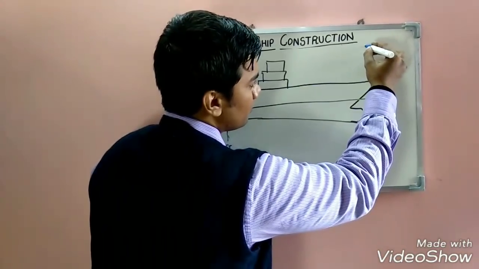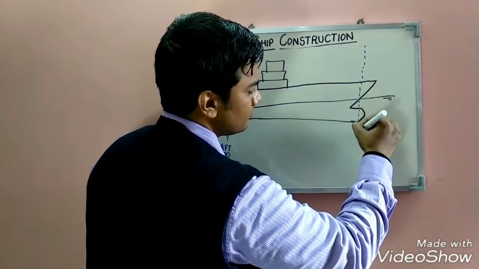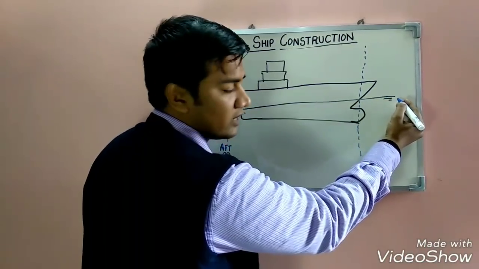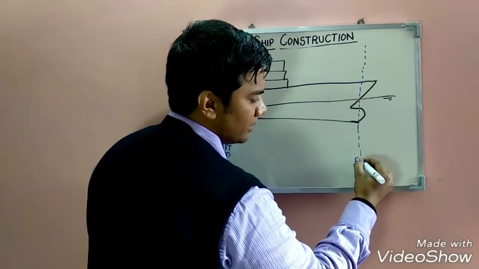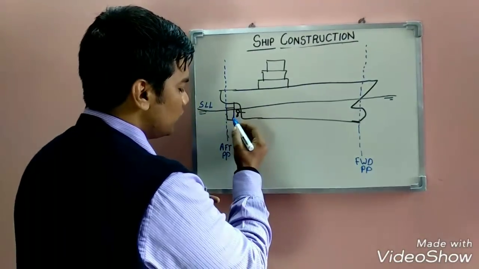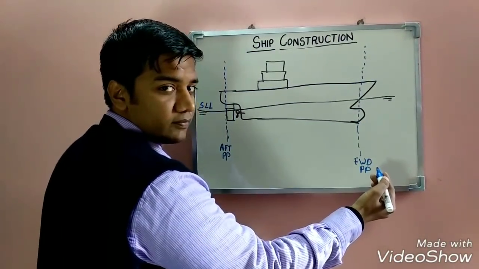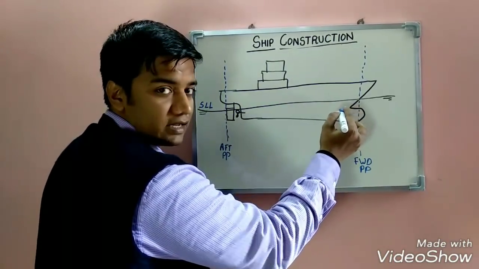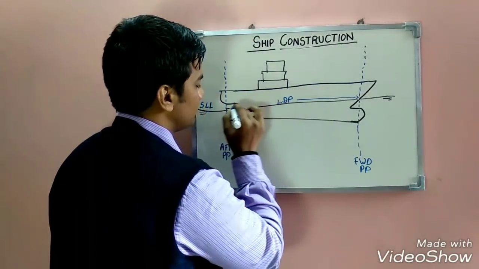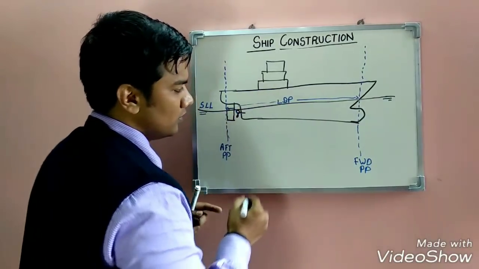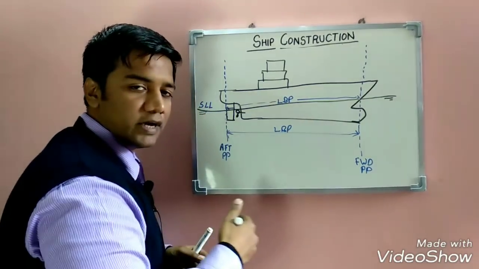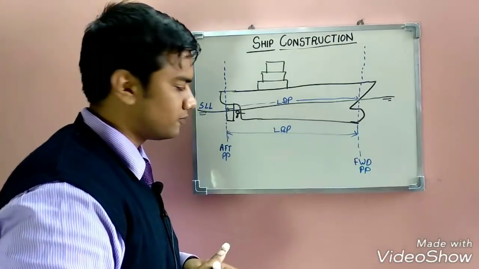Now the perpendicular drawn to the water line at the point where the stem meets the summer load line is called your forward perpendicular. Now the length between aft perpendicular and forward perpendicular on the summer load line is called your length between perpendiculars. So this length is the LBP, the length between forward perpendicular and aft perpendicular measured at the summer load line.